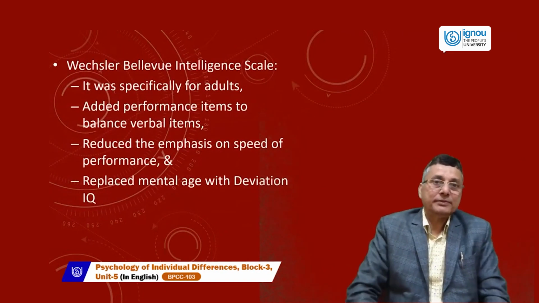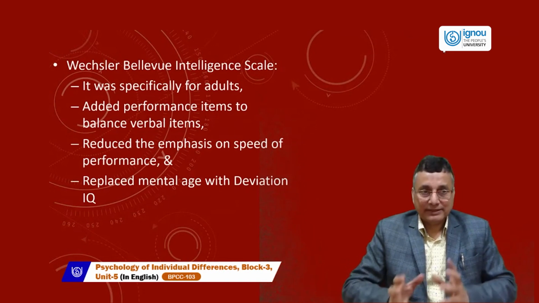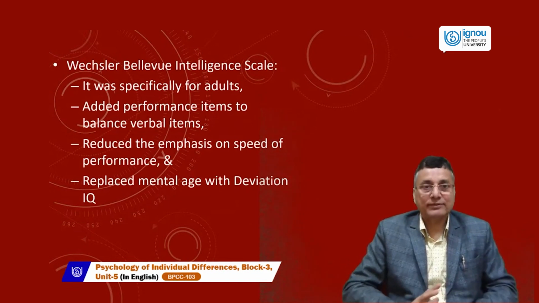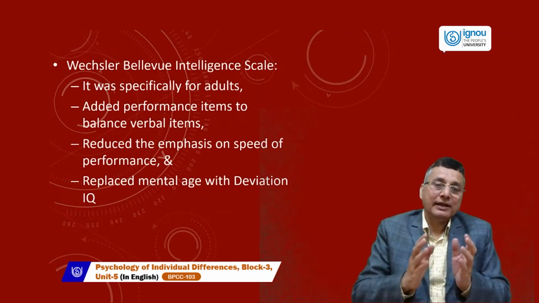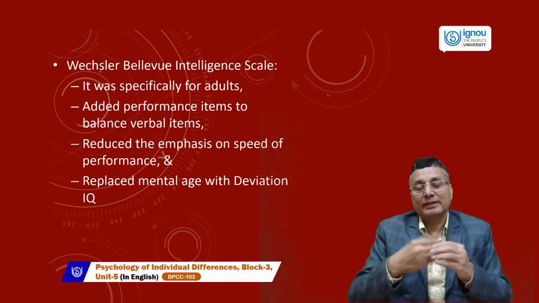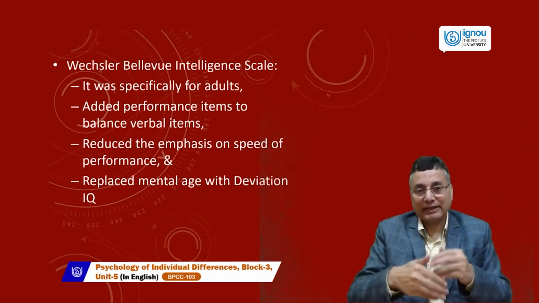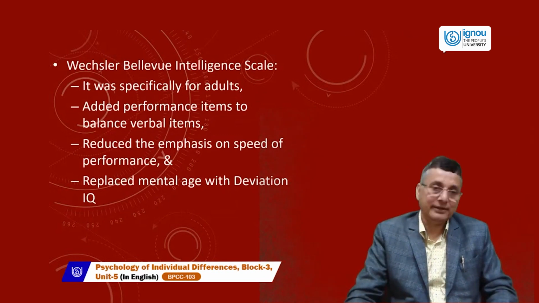So the Wechsler-Bellevue Intelligence Scale was specifically for adults. It added performance items to balance verbal items, reduced the emphasis on speed of performance, and replaced mental age with deviation IQ. So initially this test was developed, then Wechsler developed WAIS and WISC and WPPSI.